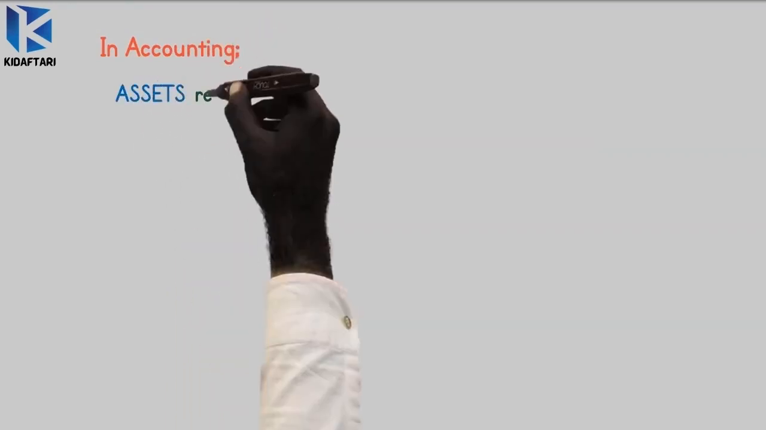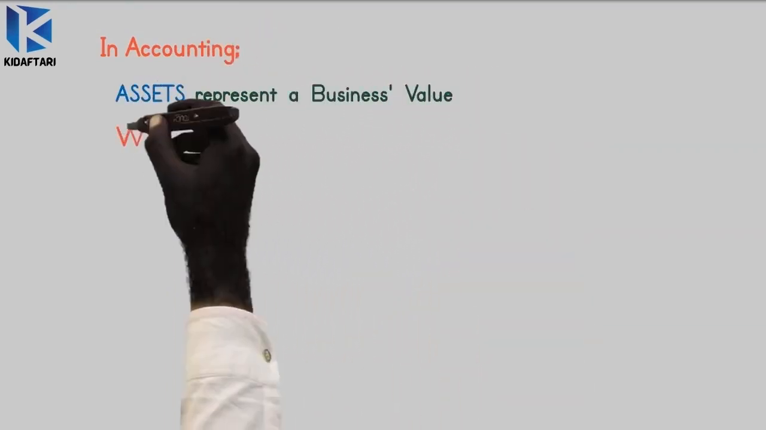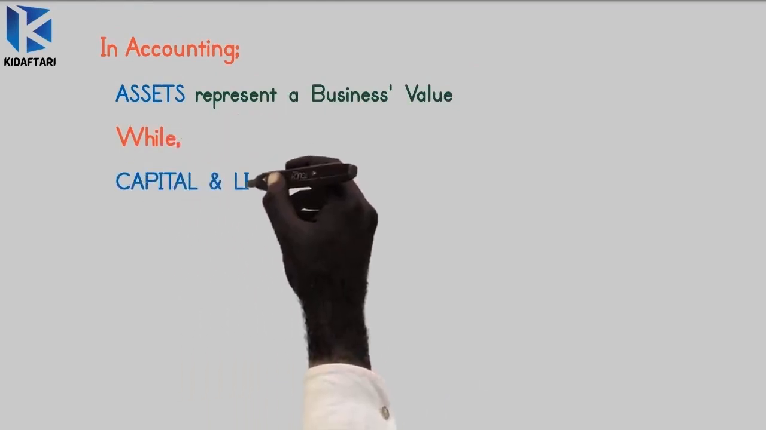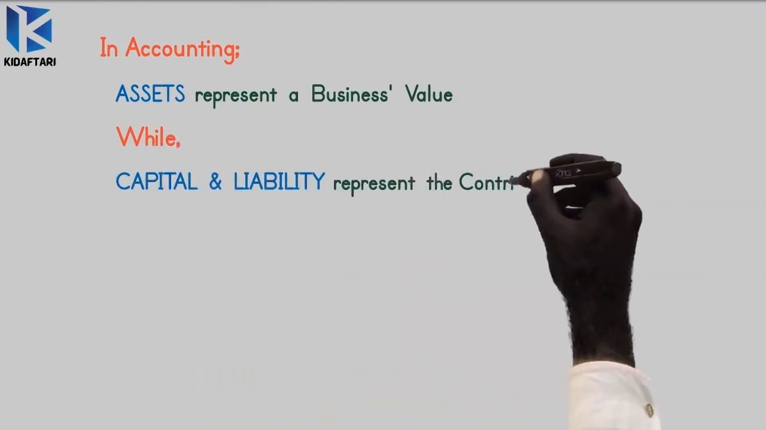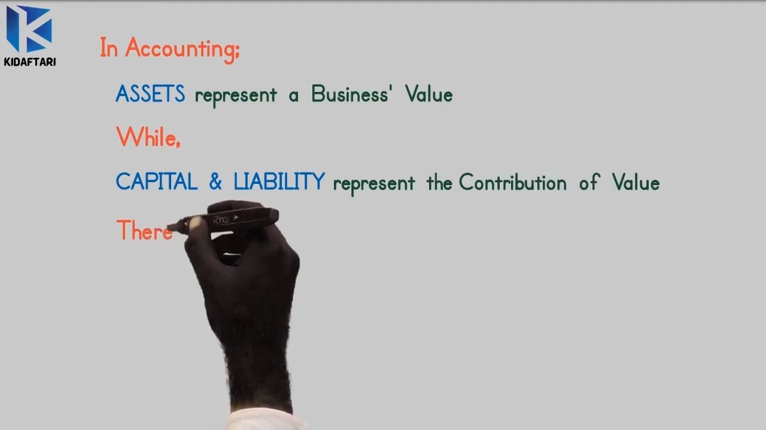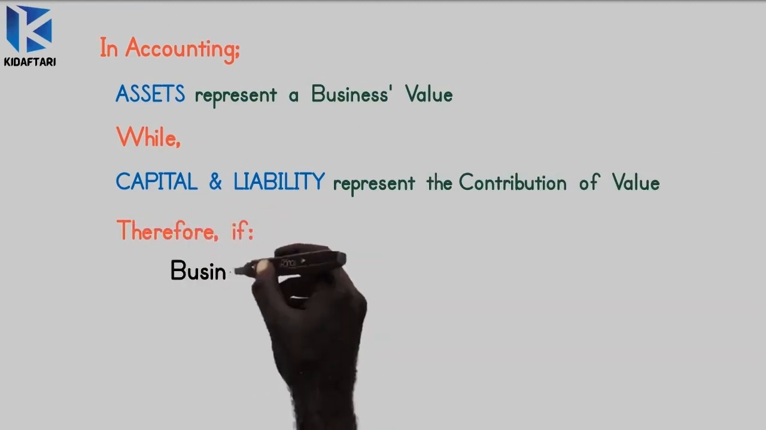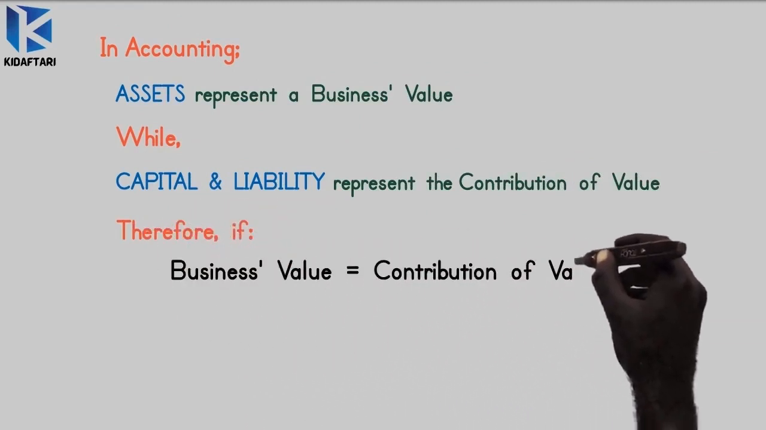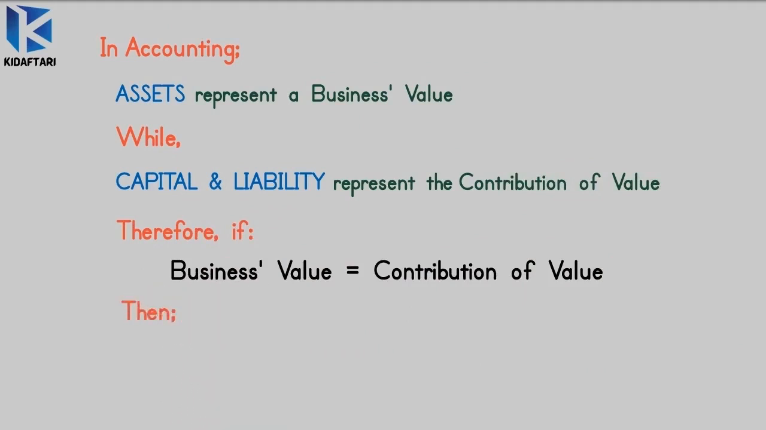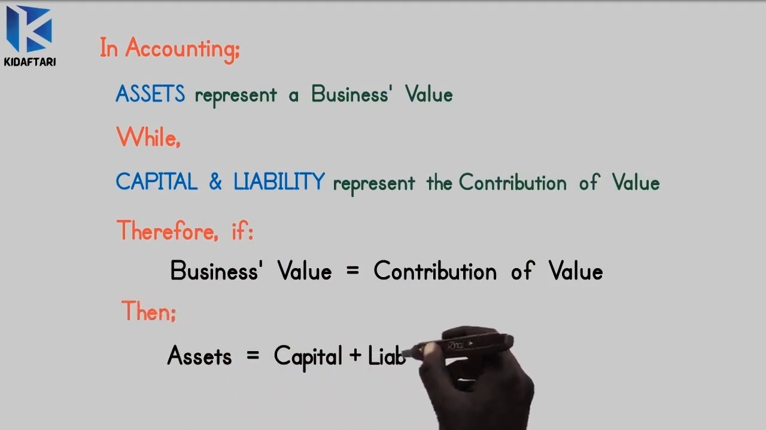In accounting, assets represent a business's value, while capital and liability represent the contribution of value. Therefore, if a business's value is equal to contribution of value, then assets is equal to capital plus liability.